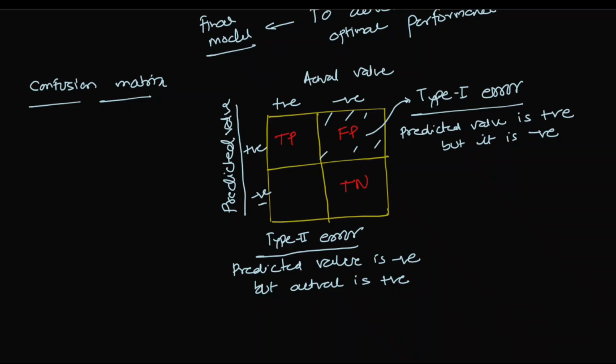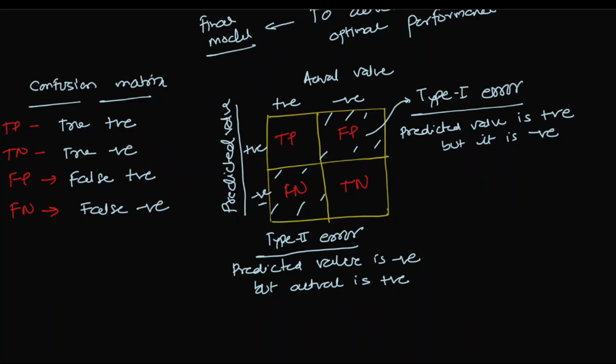Let me use a different color. We always try to reduce the false positives and false negatives to increase the accuracy, because that is not good for our model. I hope you understood what true positive and true negative are. Just for everyone, wherever I say TP it is true positive, TN means true negative, FP is false positive, and FN is false negative. Okay, simple.